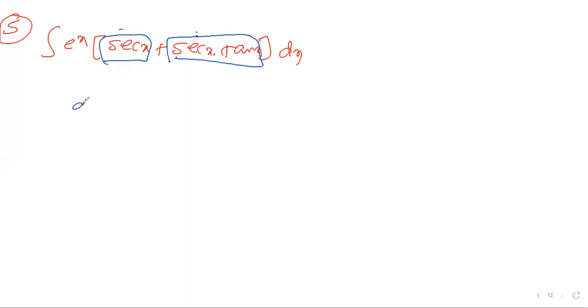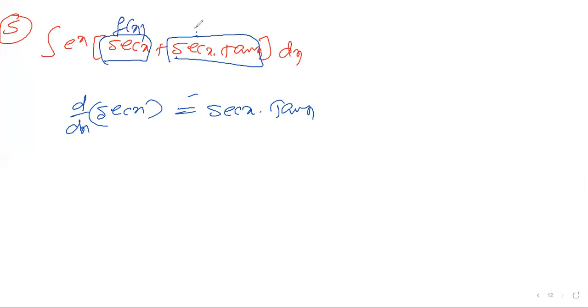If I take d by dx of secant x, what is it? D by dx of secant x is secant x tan x only. Please look into the formulas of differentiation. Let us take this as f of x and this as f dash of x. I'm not asking integration, I'm asking differentiation. Am I clear?